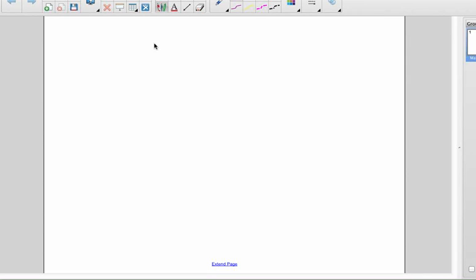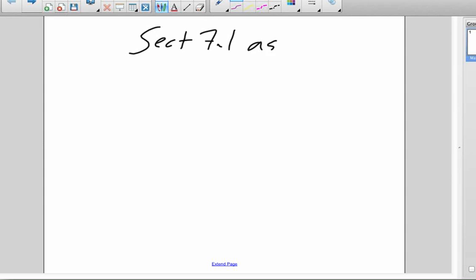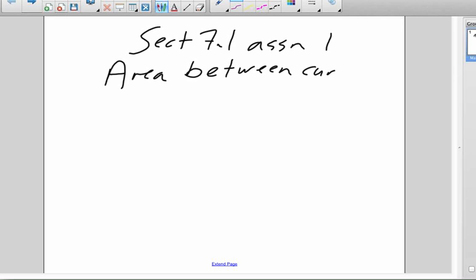Okay, so this is section 7.1. This is your first assignment. And we're going to be talking about area between curves. The examples I'm going to work are going to go a little bit farther than the one you need to do, so I suggest you look at the instructions. What I'm trying to do is set you up for future also.